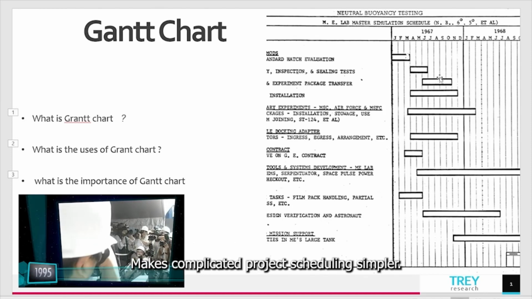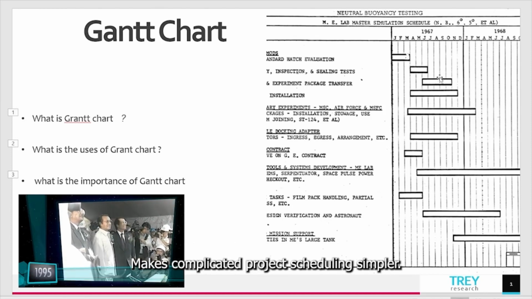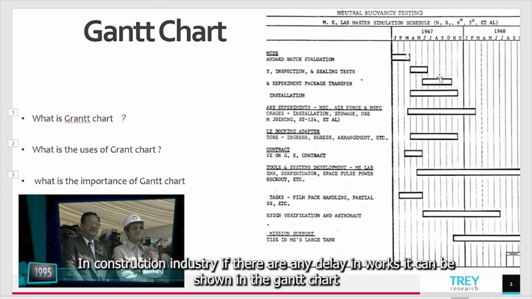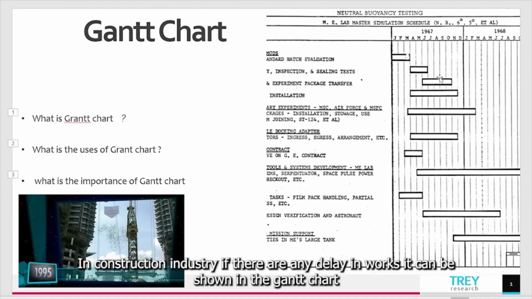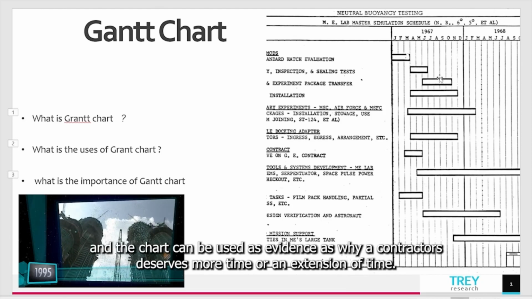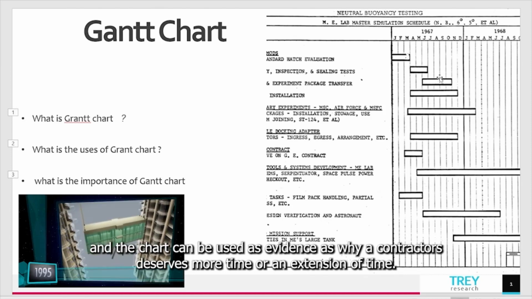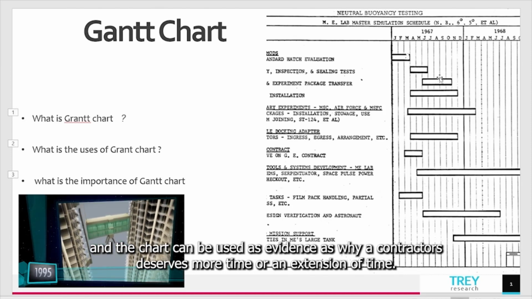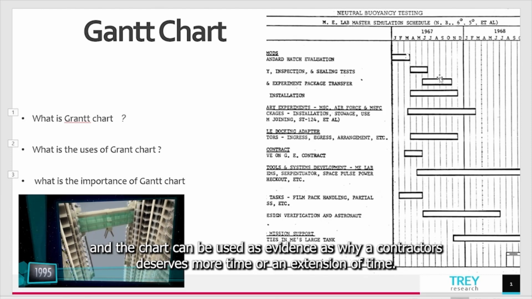Firstly, it makes complicated project scheduling simple. Second, in the construction industry, if there are any delays in works, it can be shown in the Gantt chart, and the chart can be used as evidence as to why a contractor deserves more time or an extension of time.